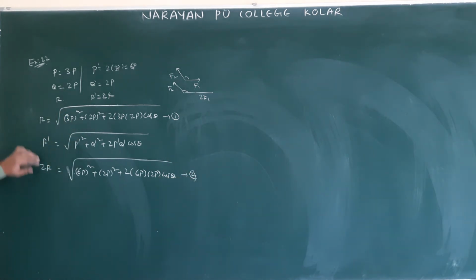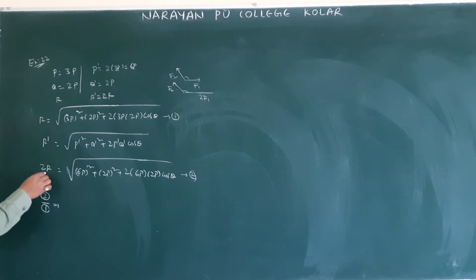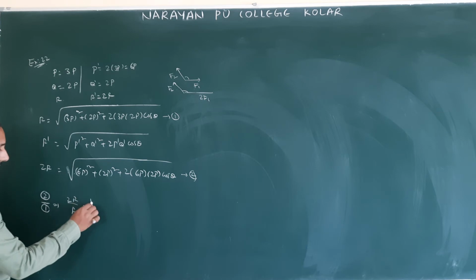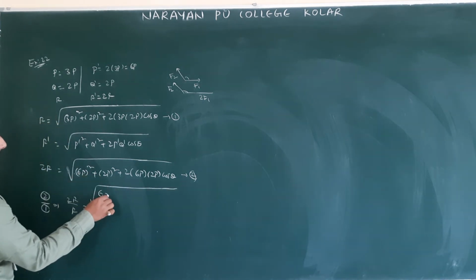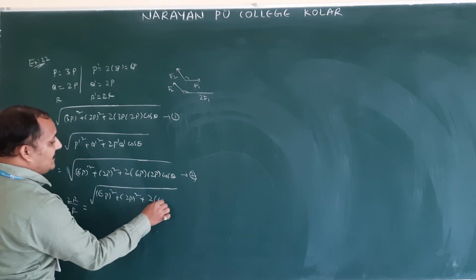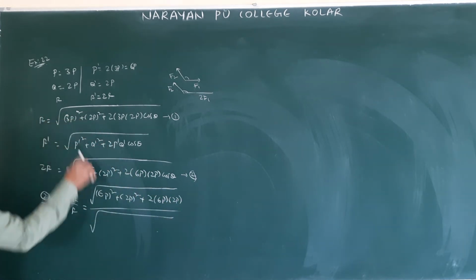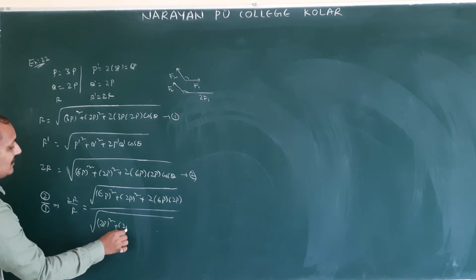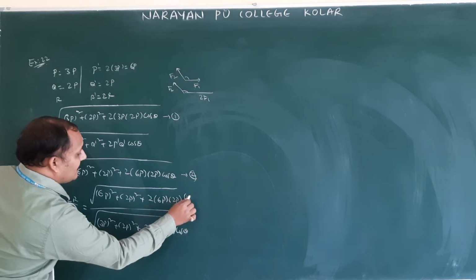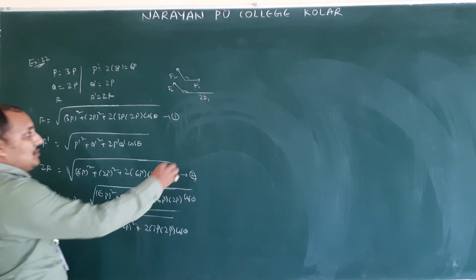So 1 by 2 or 2 by 1, anything you can do. If you do 2 by 1, because a bigger value, smaller value you can think. So 2R by R is equal to root of 6p square plus 2p square plus 2 into 6p into 2p cos theta, divided by root of equation number 1, 3p whole square plus 2p whole square plus 2 into 3p into 2p cos theta. Here also cos theta. So 2r by r will be cancelled. And what is remaining in LHS? 2 is remaining.